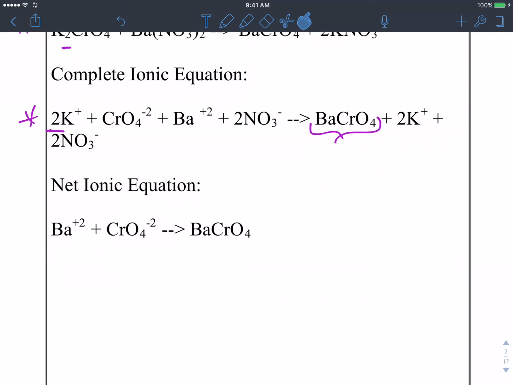Now, when all is said and done, we really only care about those products and those reactants that actually do something in the reaction. So, very much like in algebra, we're going to take anything that's the same on either side and cancel it out. So I just crossed out two K pluses because they're on both sides. We're going to cross out the two NO3 minuses because they're the same on both sides. And you'll end up with this net ionic equation at the end. The Ba plus 2 plus CrO4 minus 2 gives us the barium chromate.